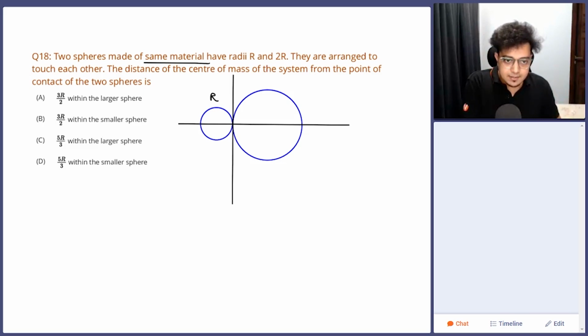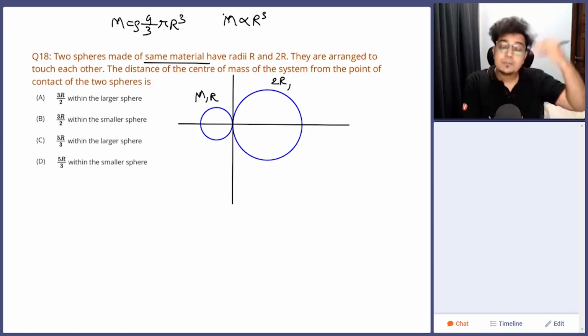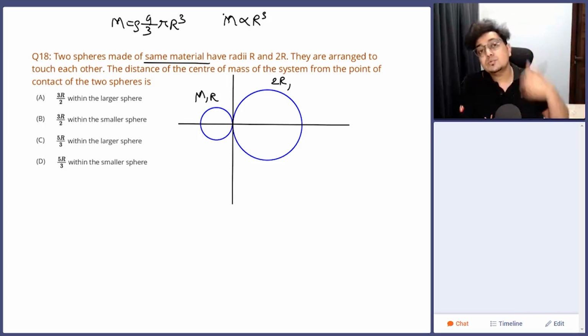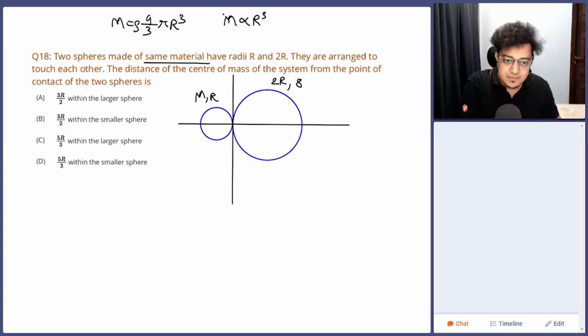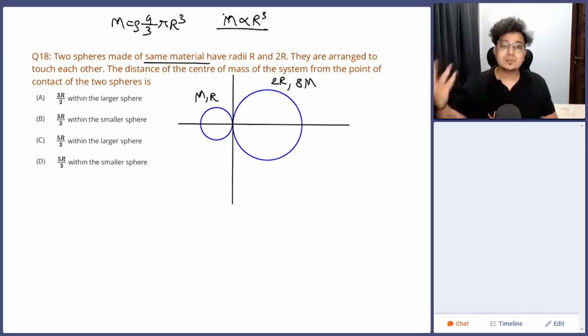So if this has radius r and this has radius 2r, what about mass? Since they're spheres, mass equals density times volume, that is 4/3 pi r cubed. They are both made of the same material, so the density is the same, and 4 by 3 pi is the same. We can say mass is proportional to r cubed. If I assume the mass of the smaller sphere to be m, then since the radius is double, 2 raised to 3 is 8 times. So the mass of the other sphere will be 8m. We can just take the ratio as well: m1 by m2 is equal to (r2 by r1) cubed. Easy. And now we have to find the center of mass of the system.